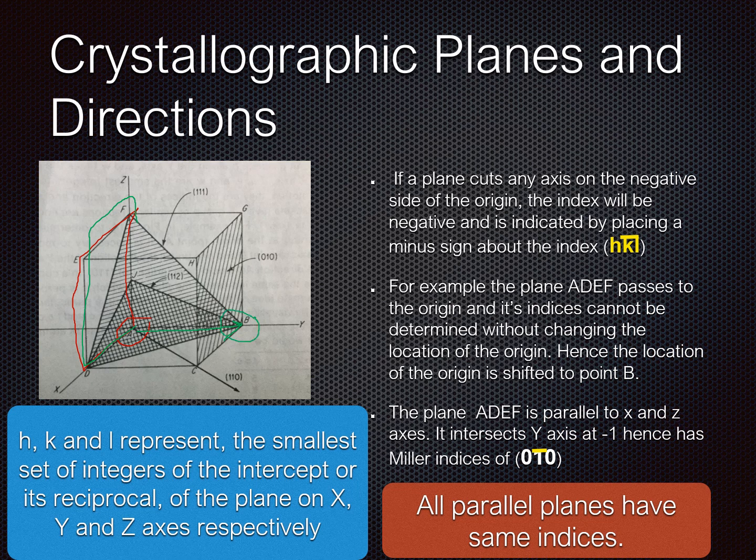So with reference to the location B, plane ADEF is intersecting the y-axis at -1, and therefore the Miller indices of this plane are 0, bar 1, 0.